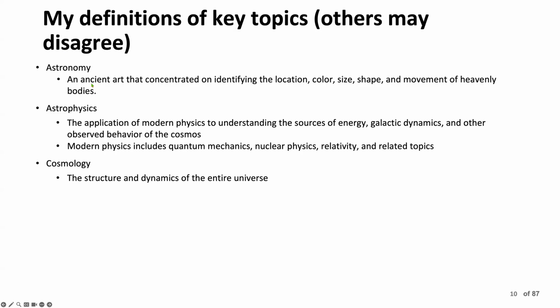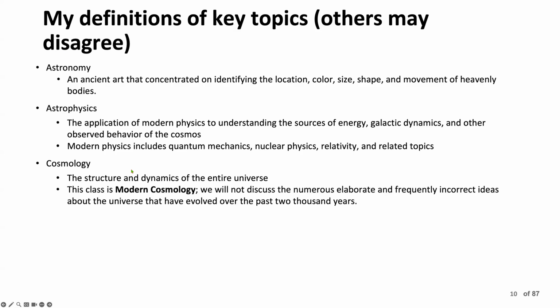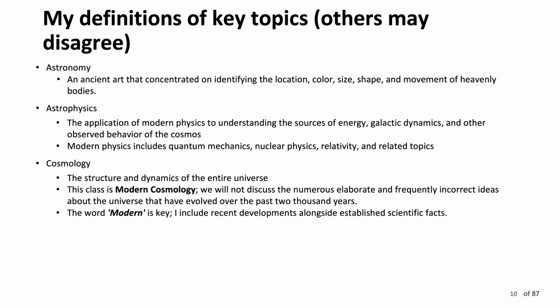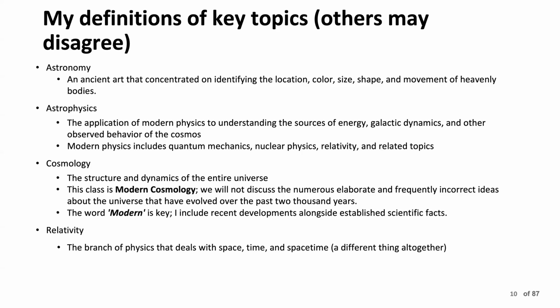I talk about astronomy as an ancient art. Cosmology is a modern interpretation of what's going on out there in stars and galaxies. And this class is called Modern Cosmology because every time I teach it, I update it with the latest developments. So if you see the class I taught maybe 6 or 7 years ago, it's quite a bit different than what you're going to see. And relativity, I've already mentioned, dictates how space and time evolve in a dynamic universe.